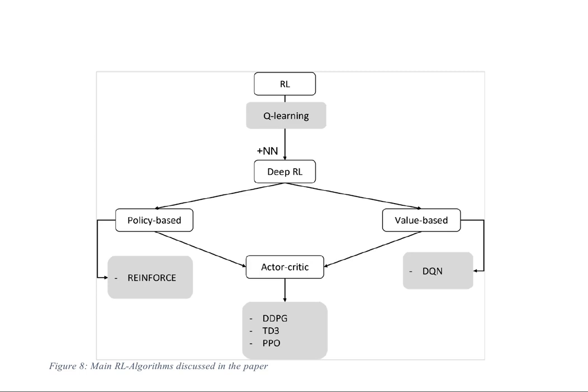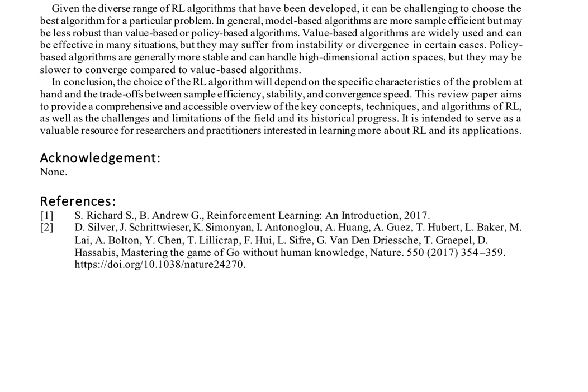and convergence speed. This review provides a comprehensive overview of RL key concepts, techniques, and algorithms, as well as the challenges and limitations of the field and its historical progress. The discussion on RL algorithms is supported by a detailed analysis of their strengths and weaknesses. Model-based algorithms, such as Monte Carlo tree search and model ensemble trust region policy optimization, leverage a learned model of the environment to make decisions.